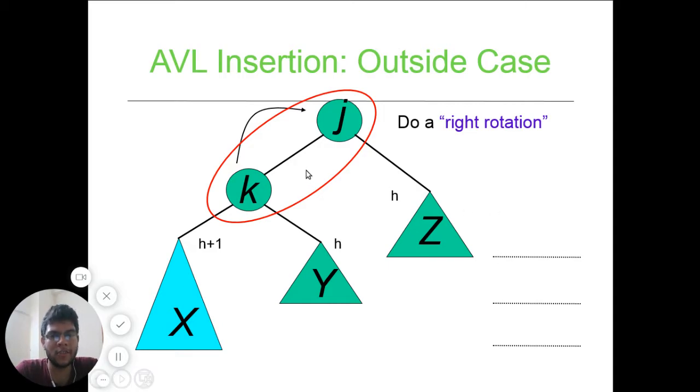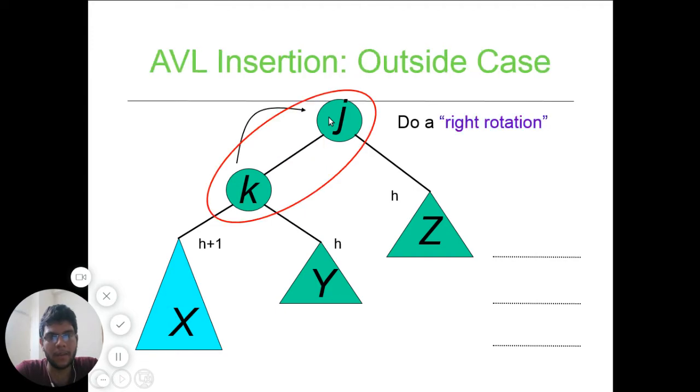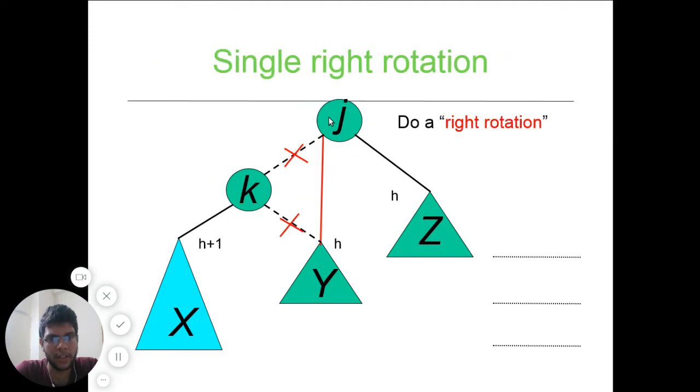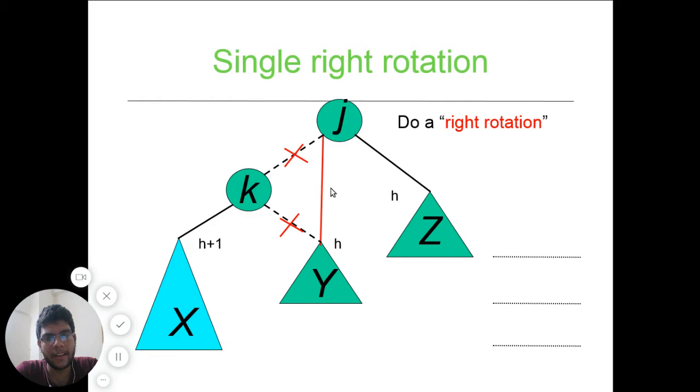So as K tries to rotate, we see that K's link with J and K's link with Y are broken, as K will become the candidate for the new node of the tree. And we join this Y subtree with J because all the elements in Y are less than J and they are greater than K. So we can safely join this link.